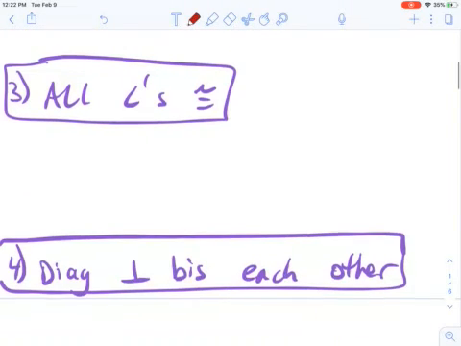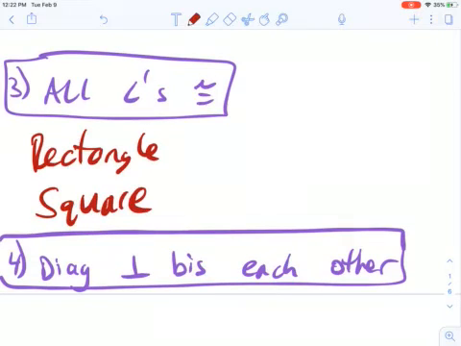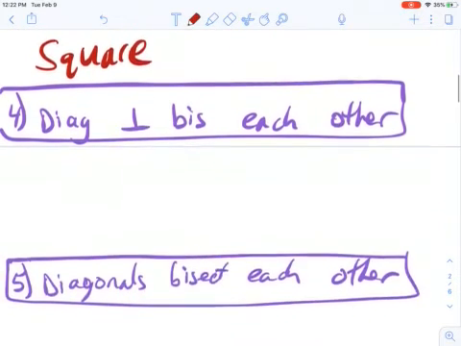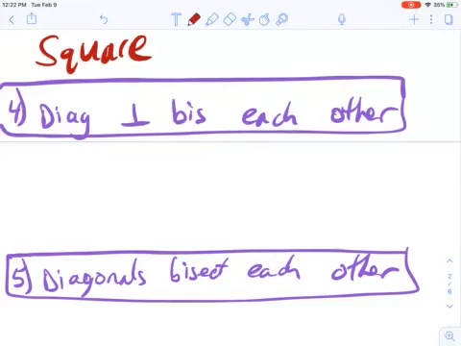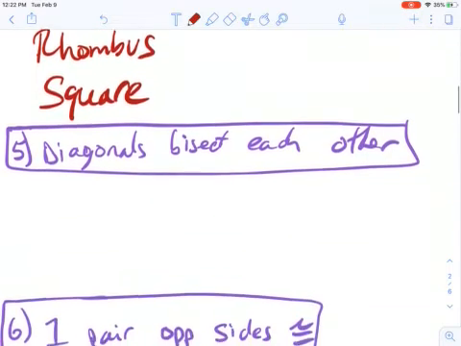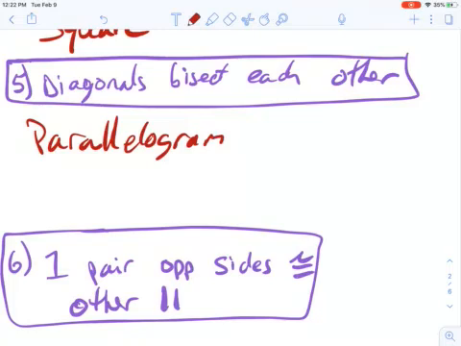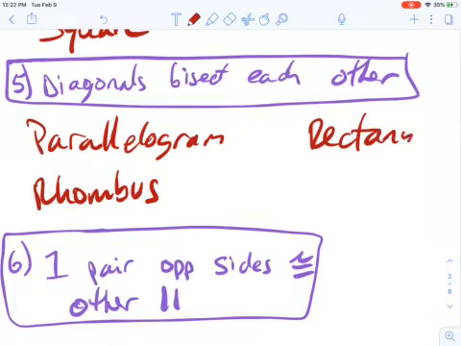All angles are congruent, meaning they're all right angles in a rectangle, and then also a square. Diagonals are perpendicular bisectors of each other, first in a rhombus, which means it's also true in a square. Diagonals bisect each other first in a parallelogram. So then the other parallelograms would be a rhombus and a rectangle and a square.